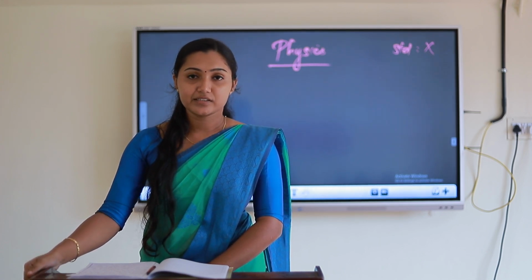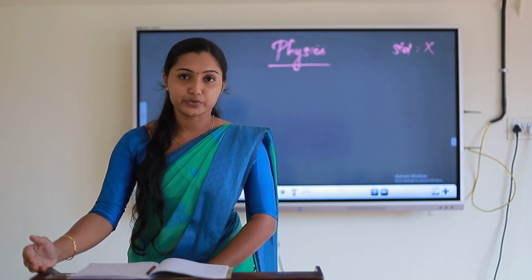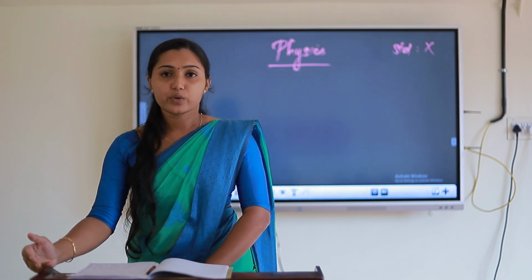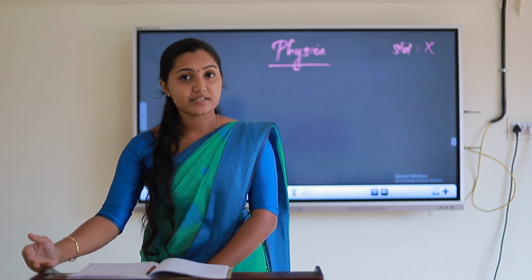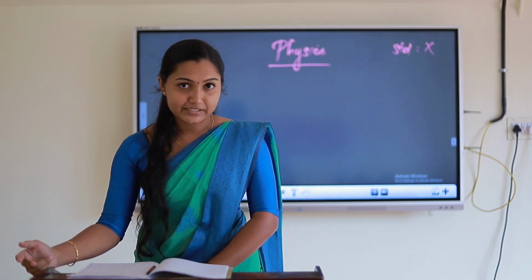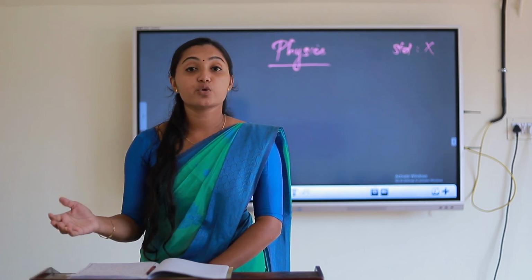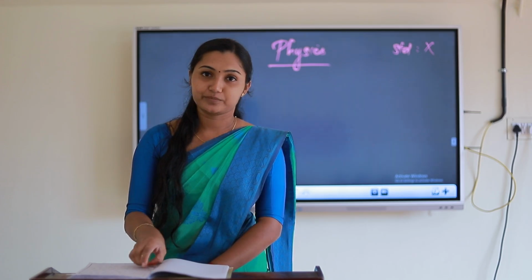In the 9th standard, you have studied how you can arrange two cells in a circuit. In which all ways can you arrange two cells? Yes, in two ways: in series connection and in parallel connection. Today we are going to study how we can arrange two resistors in a circuit.